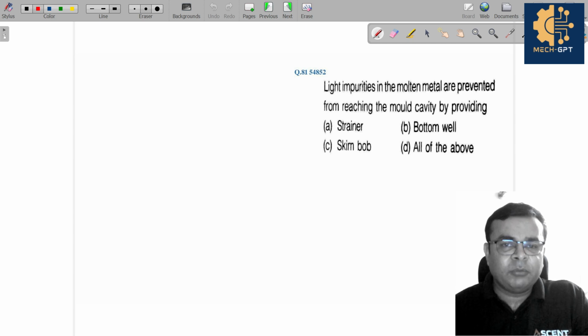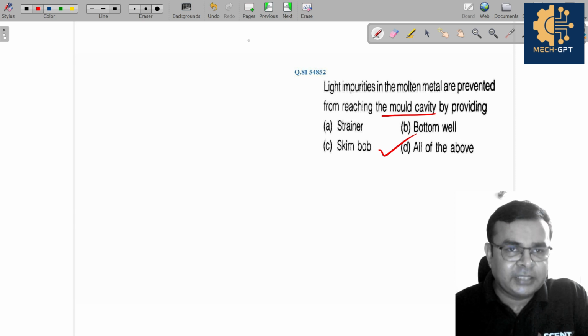Light impurities in the molten metal are prevented from reaching the mold cavity by providing strainer, skim bob, bottom well, or all of the above. So the correct answer is option D. All these things are provided to collect lighter as well as heavier impurities in the molten metal.